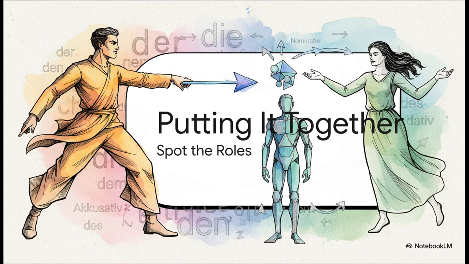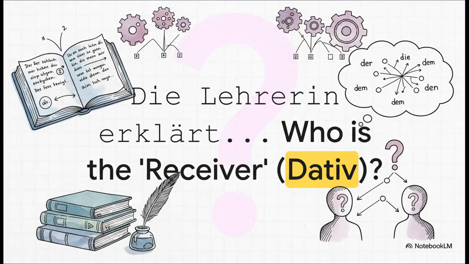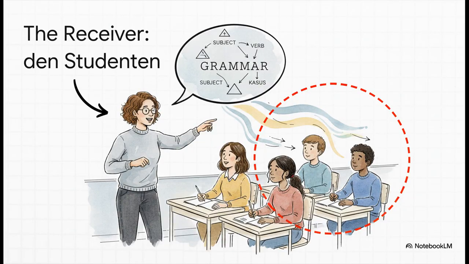Okay, you've learned the three main roles, the doer, the target, and the receiver. So let's put that knowledge to the test and see if you can spot these roles in a couple of new sentences. You ready? All right, check out this sentence. Die Lehrerin erklärt den Studenten die Grammatik. That means the teacher explains the grammar to the students. So, who is receiving the explanation? Who's our indirect object here in the dative case? Yes, it's den Studenten. Exactly.